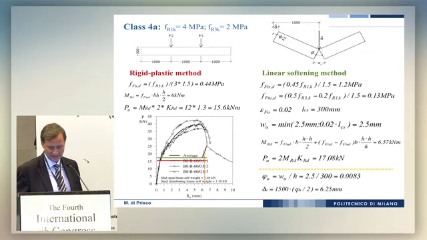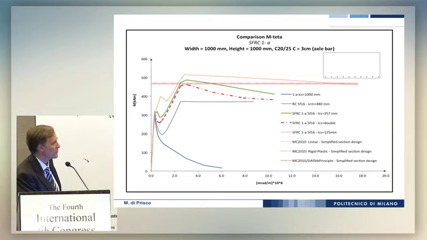And we can also change the case, and for instance, we can consider some reinforcement. In this case, we have 5 bars of 16 diameter. So this is just a conventional sketch. And you see what happens if we have just fibers, if you have just reinforced concrete structure, or if you add even fibers.